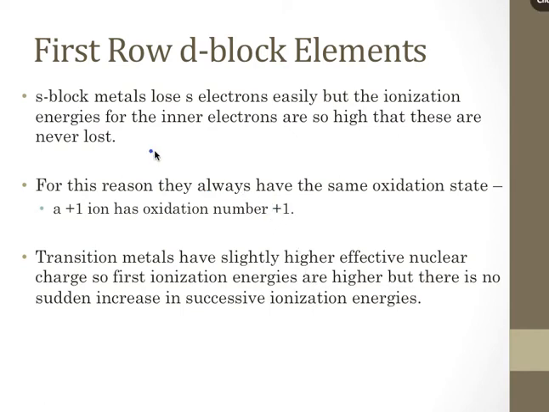First row, S block metals lose those s electrons easily, but the ionization energy for those inner electrons are high, so that those are never lost. Okay, we're talking about the alkali and the alkaline earth metals. For that reason, they have the same oxidation state, meaning group 1 is always plus 1, group 2 is always plus 2. The transition metals have slightly higher effective nuclear charge, so that first ionization energies are higher, but there's no sudden increase that we see with the other S block and P block elements.